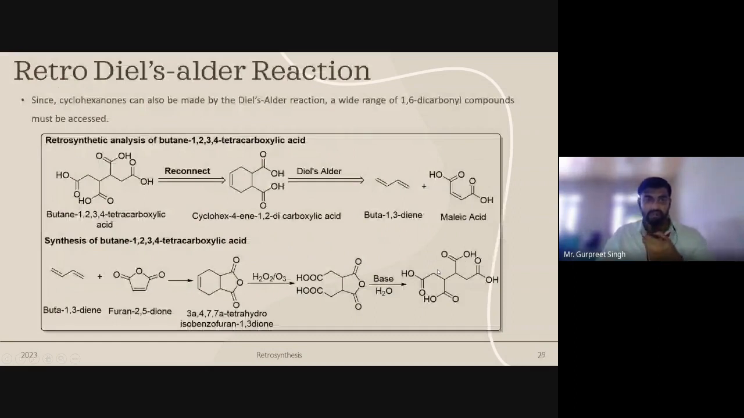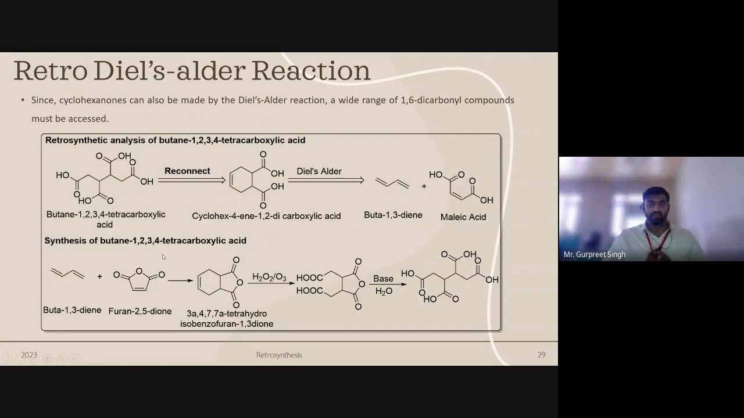Then there are some reactions which can be performed by a Diels-Alder reaction. For this, I use the example of butane-1,2,3,4-tetracarboxylic acid. So in there we use some retrosynthetic analysis. We end up with cyclohex-4-ene-1,2-dicarboxylic acid. Then you just perform the retro-Diels-Alder reaction to break the molecule into 1,3-butadiene and maleic acid.